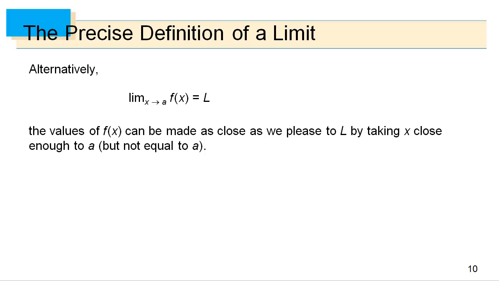Alternatively, the values of f of x, right, the values of the function, can be forced to be as close to L as we want by taking x close enough to a. So it's a two-way street. It goes both directions.